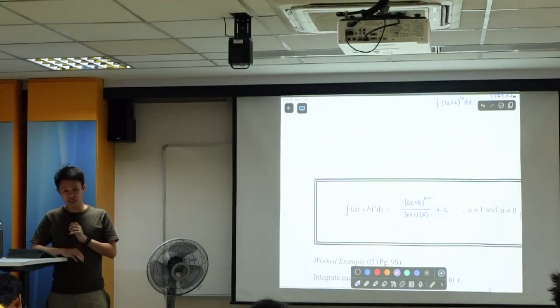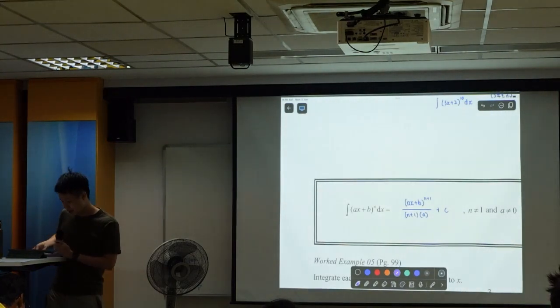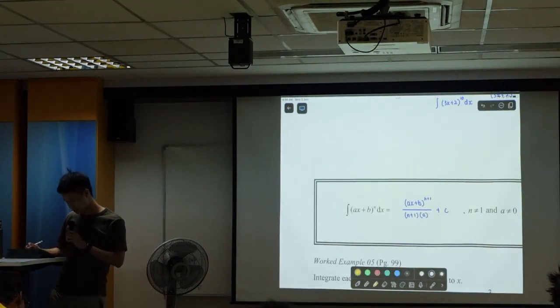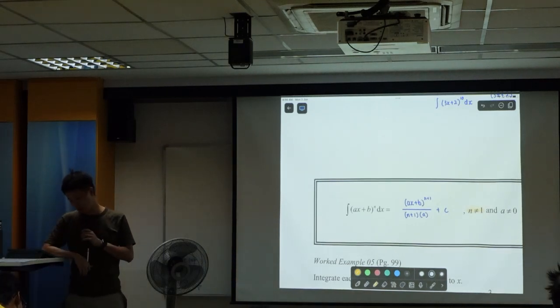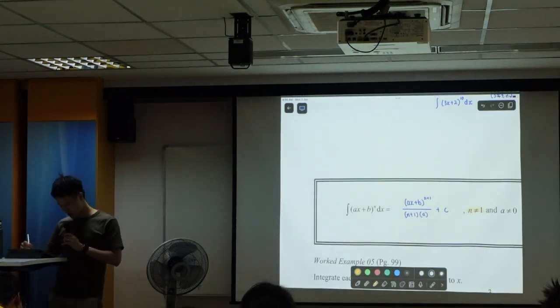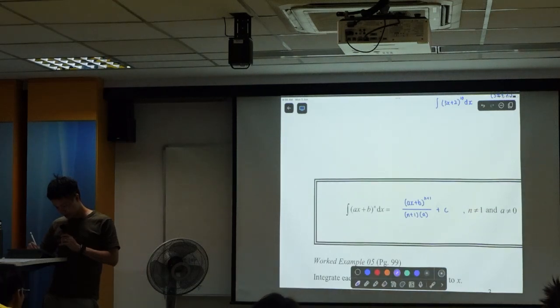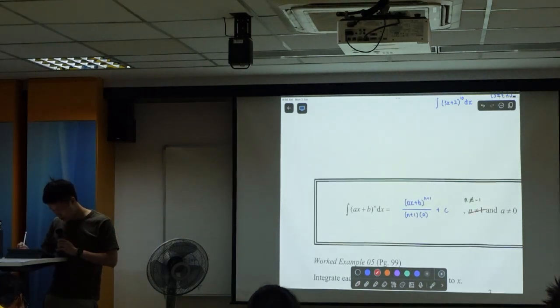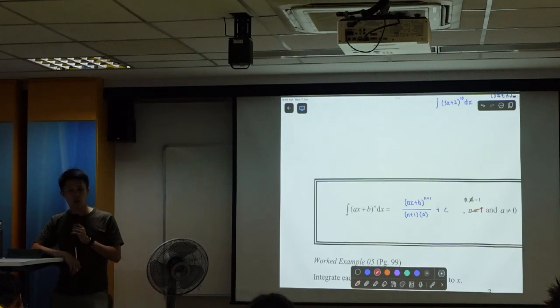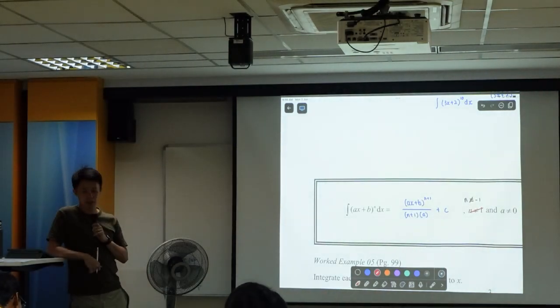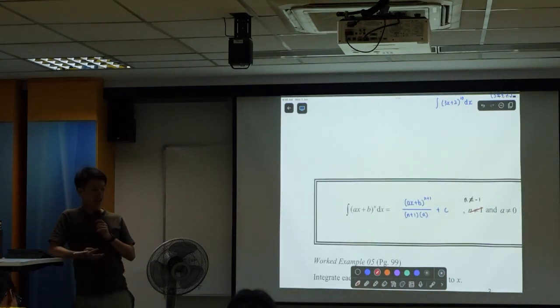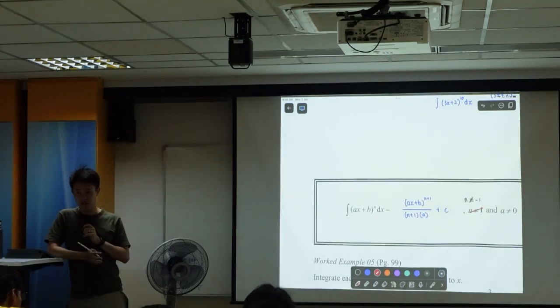Now, one of the things you will notice is that there is a condition: n cannot be equal to, sorry, I wrote it wrong. Can you all change this to -1? n cannot be equal to -1. Can you all change it here for me? I typed it wrong. Why can it not be -1? Because your denominator will be equal to 0. So we cannot have this condition where n is equal to -1.